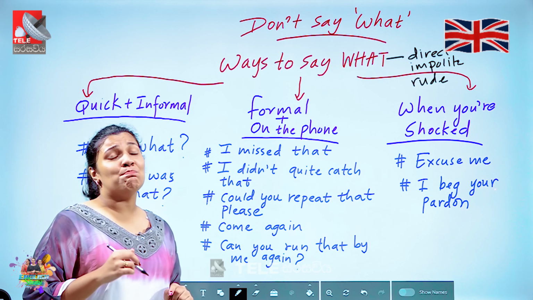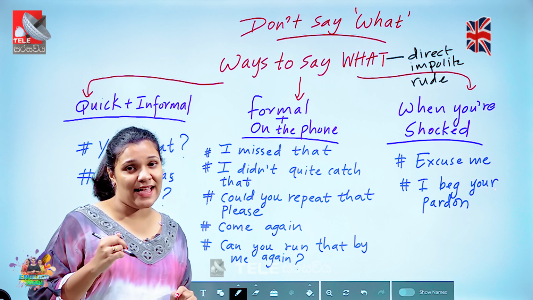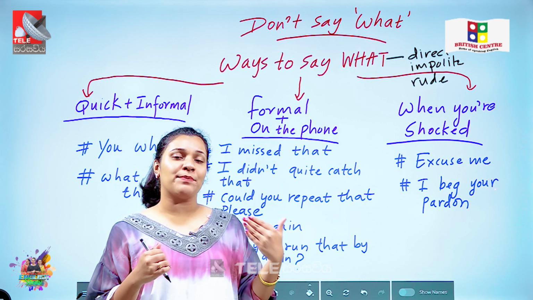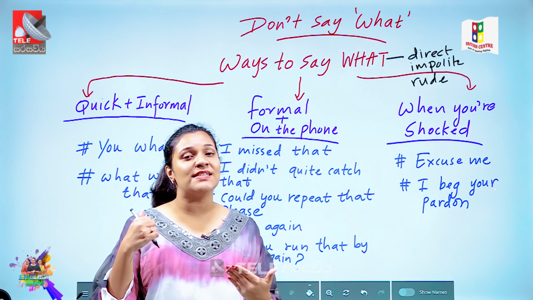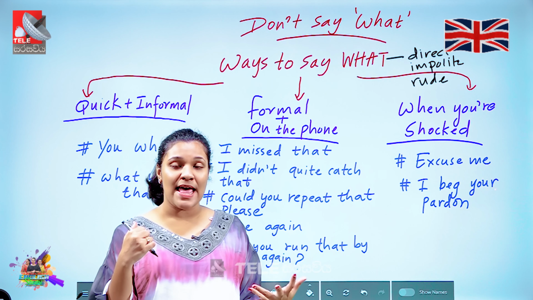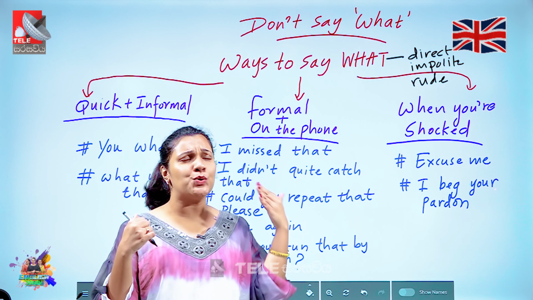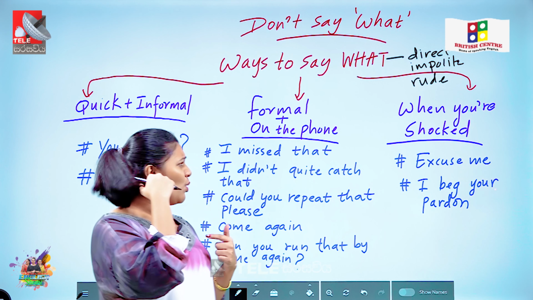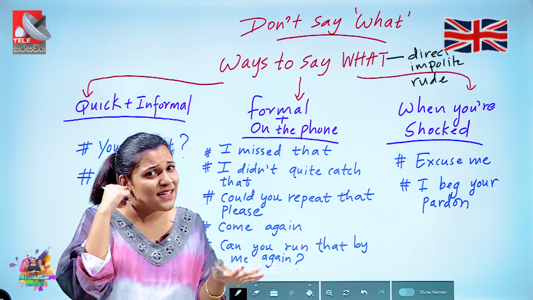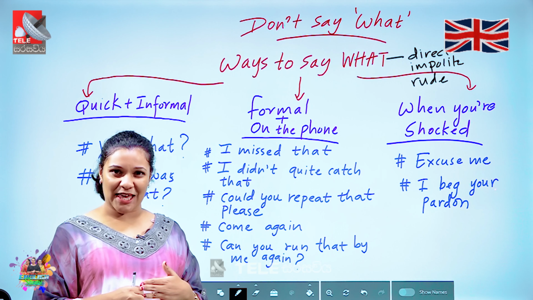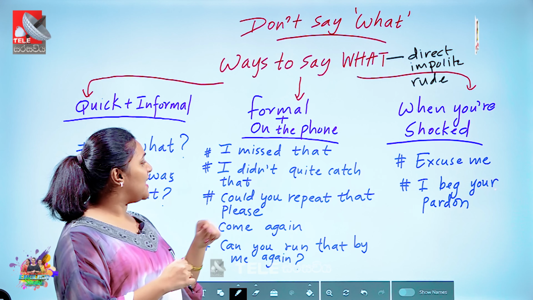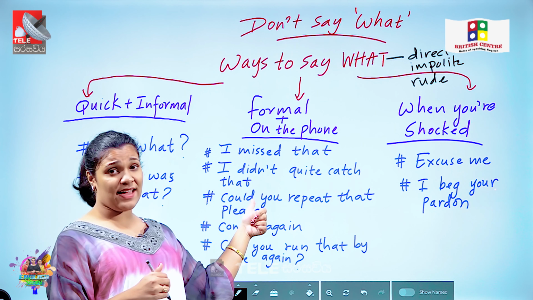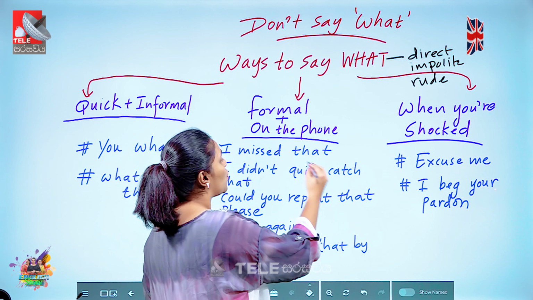First one is, I miss that. I miss that. For an example, you might have a conversation with one of your customers, and your customers say something, but you were not clear with it. You did not understand. So you might say, I miss that. Okay, right. And then the next one is, I didn't quite catch that. I didn't quite catch that.